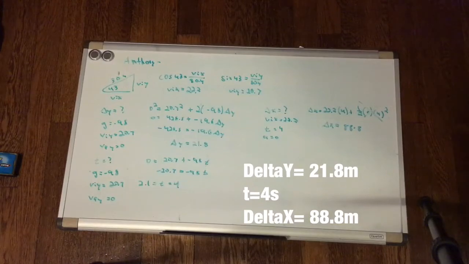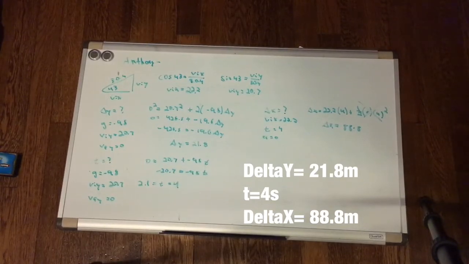For this one, I used the same three kinematic equations. First, I solved for delta y, which was 21.8 meters. Second, I solved for time, which was 4 seconds. And third, I solved for delta x, which was 88.8 meters. All of these measurements were pretty close to what the video showed.